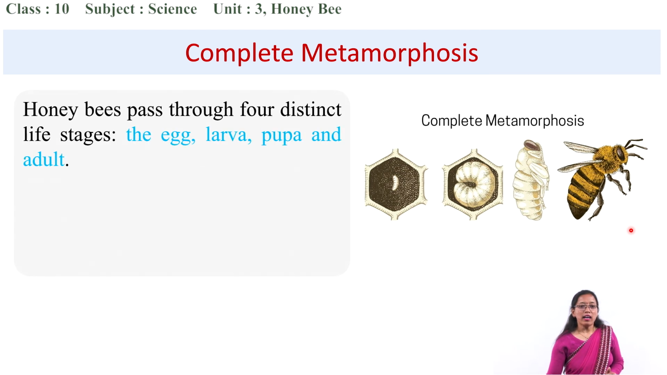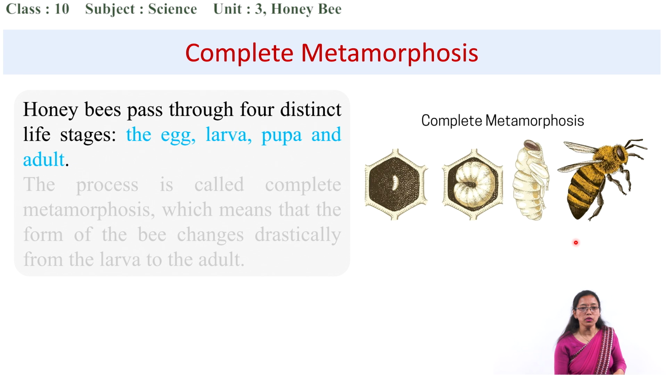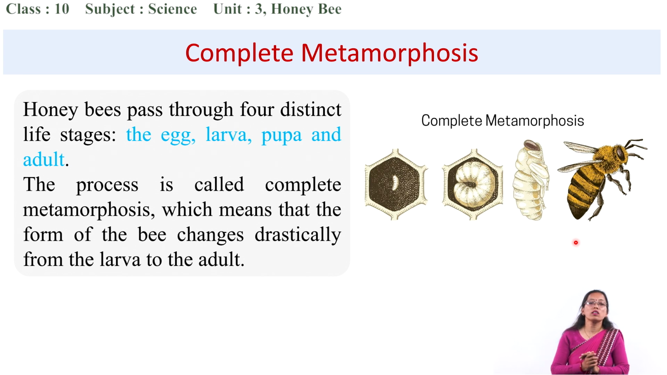That means the honey bee passes through egg, larva, pupa and adult stages. How this takes place I have already told you, and this process is called complete metamorphosis, which means that the form of the bee changes drastically from larva to adult. That means egg to larva, larva to pupa, pupa to adult, by the process of histolysis and histogenesis. Histolysis means breaking down of old and damaged tissue.